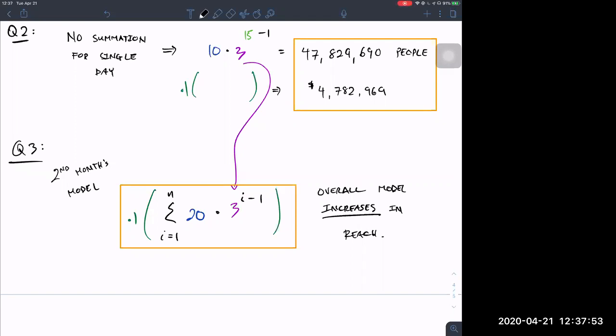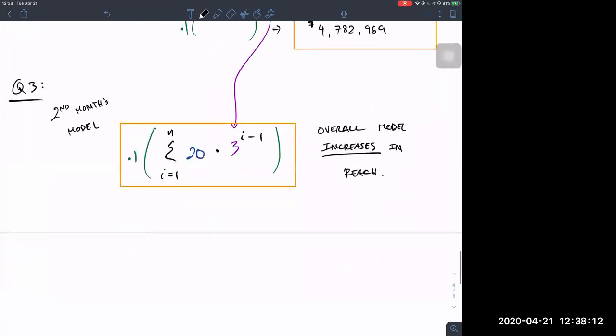Why? Because our growth is the same, but our base, our starting point of 20 people, has made our foundation a lot higher. So it'll grow at the same rate. It's just that we reach more people from the beginning, right? Whereas question 4, I ask you, A, so we're on the 3rd month's model now.